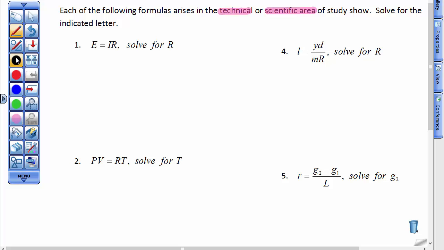But before we do that, for example, this first problem, E stands for the voltage in a circuit, and the letter I stands for, maybe I'll come over here and do this. E stands for voltage. I'm going to put volts. I stands for the current. Amperage is the unit of measure for that. And R stands for resistance. And in this particular problem, we want to rearrange this formula and solve for the letter R.